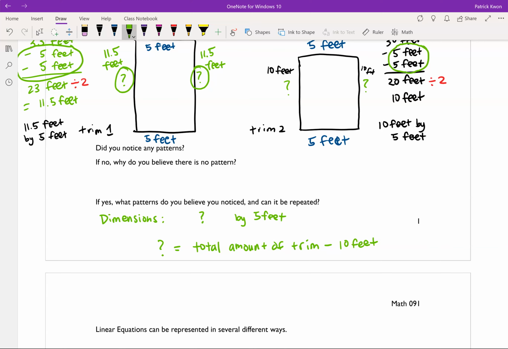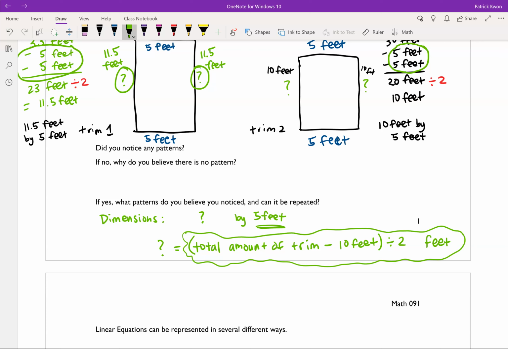And then I'm going to put a set of parentheses around that. And then after that, when we subtracted it, what we ended up doing was dividing it by 2. And then our overall units for that was feet. So that's the pattern. That is how we figure out the dimensions. It's 5 feet by this kind of little formula here.